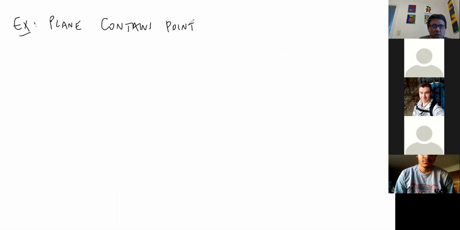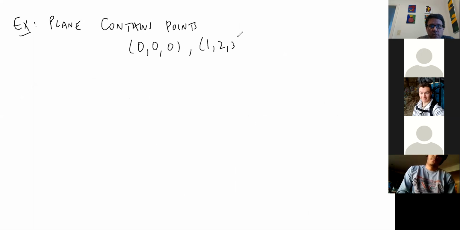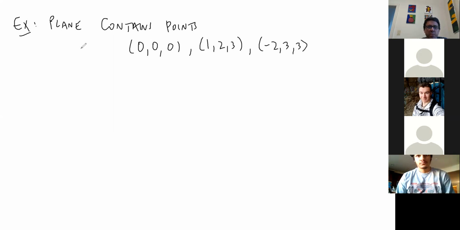Well, we might have to go back and combine some things we had. So let's try this. Find the plane that contains points 0, 0, 0, so it goes through the origin. It contains 1, 2, 3. Okay, now we got to put another one in there: minus 2, 3, 3. So create the plane that passes through those points.